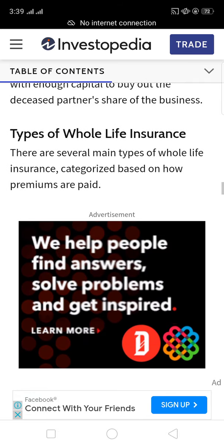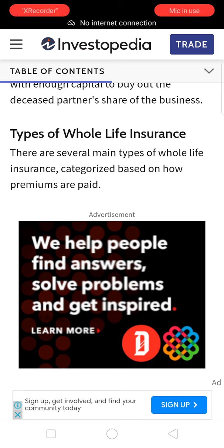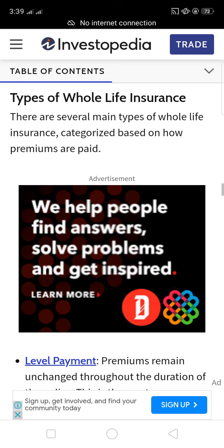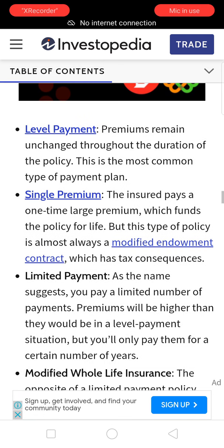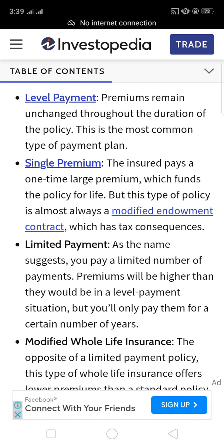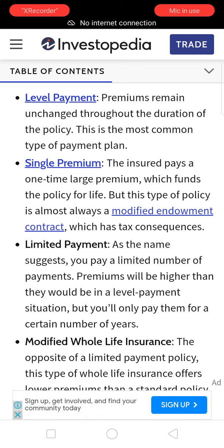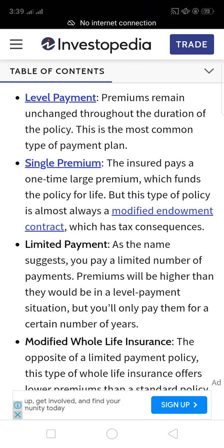Types of whole life insurance. There are several main types of whole life insurance categories based on how premiums are paid. Level payments. First, premiums remain unchanged throughout the duration of the policy. This is the most common type of payment plan. Single premium. The insured pays a one-time large premium which funds the policy for life. But this type of policy is almost always a modified endowment contract, which has tax consequences.